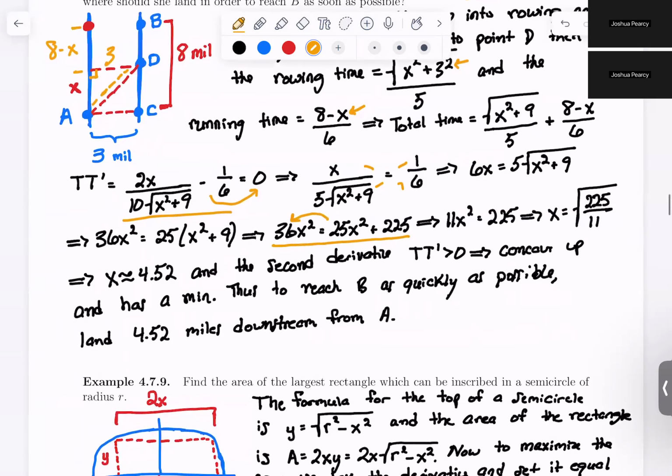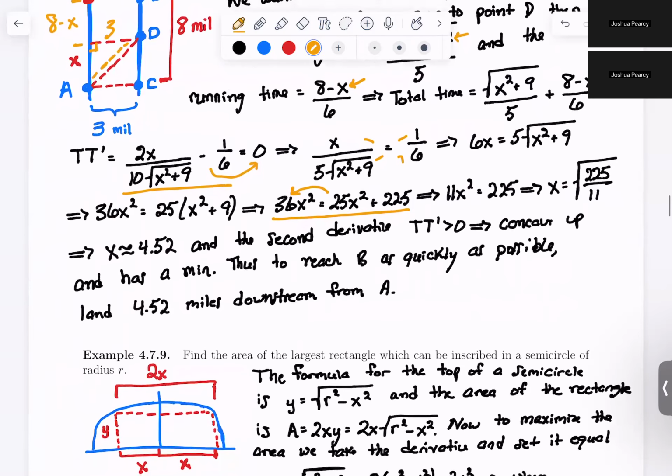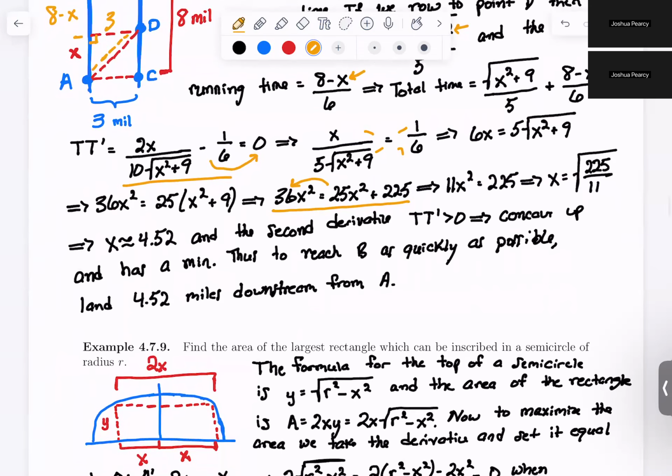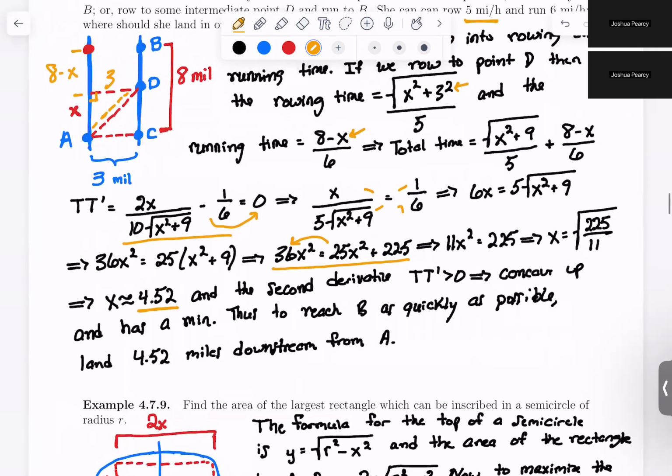Then I can divide both sides by 11 and take the square root, and get that x is equal to the square root of 225 over 11. With a decimal approximation, x is approximately 4.52. So now I need to check the second derivative again, and if I do that, it's positive. In particular, it's concave up, and that implies we actually have a minimum. This means that to reach point D as quickly as possible, what we need to do is land 4.52 miles downstream from point A.